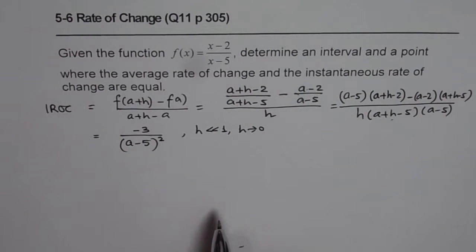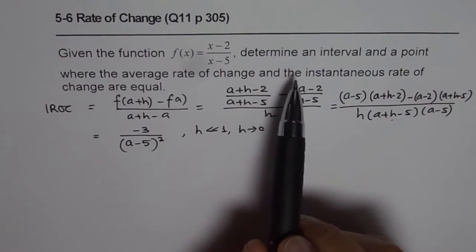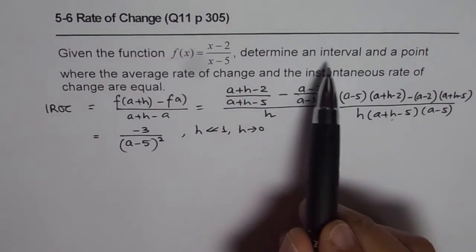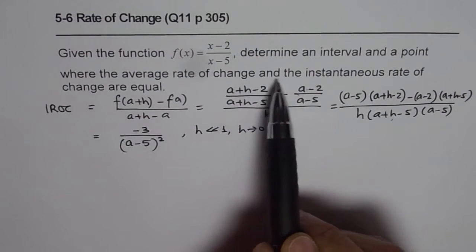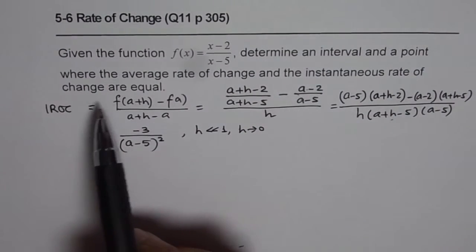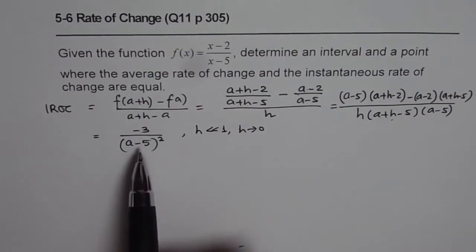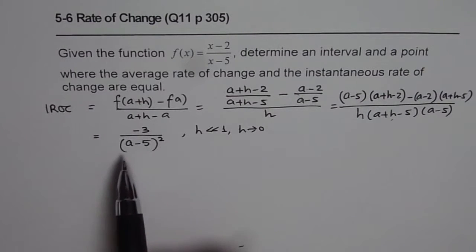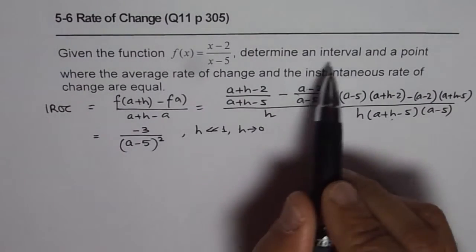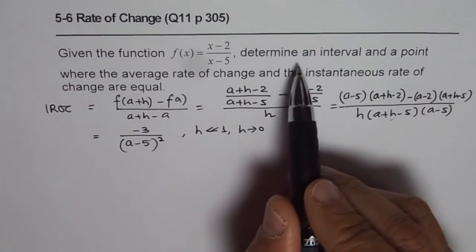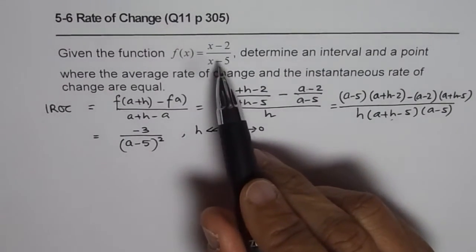Now the second part is that actually the question is, determine an interval and a point where the average rate of change and the instantaneous rate of change are equal. So that is an expression for instantaneous rate of change, and we'll try to find a point by getting the value of a. Now to find average rate of change, let us select 2 easy points to work with.